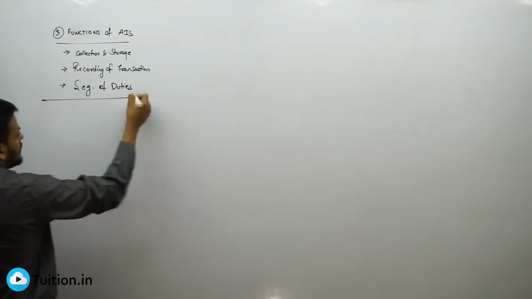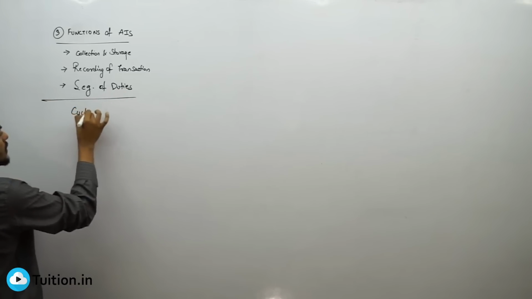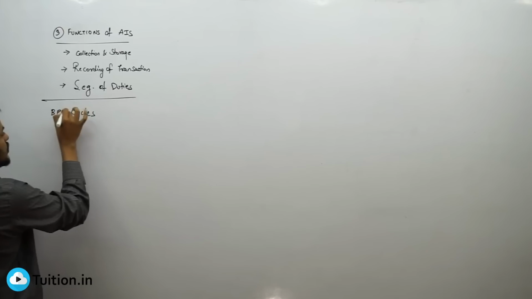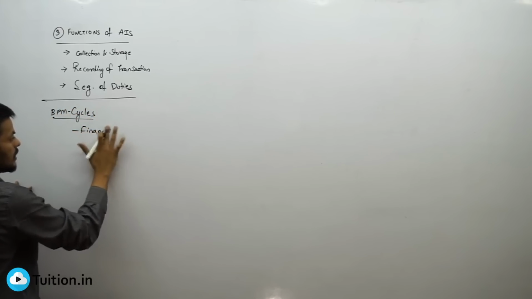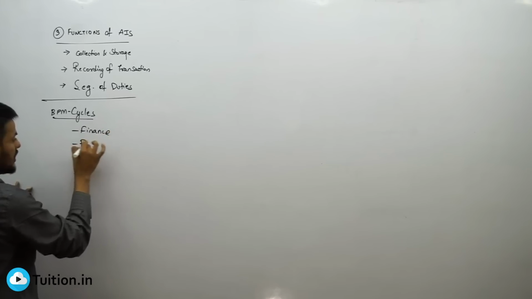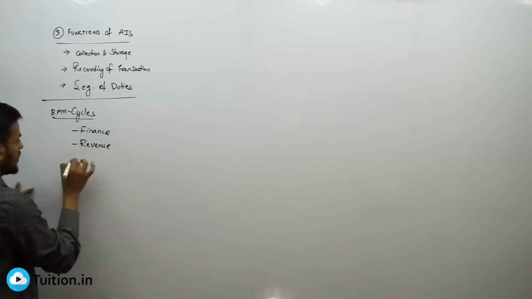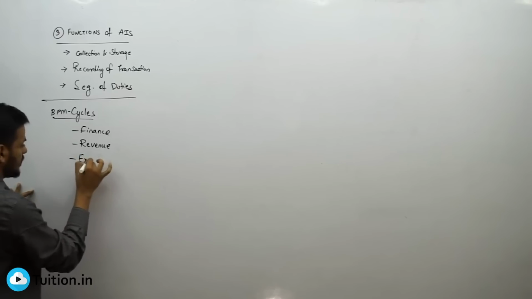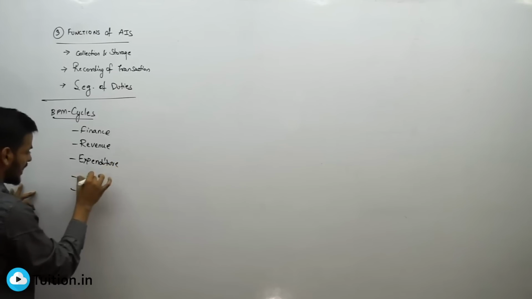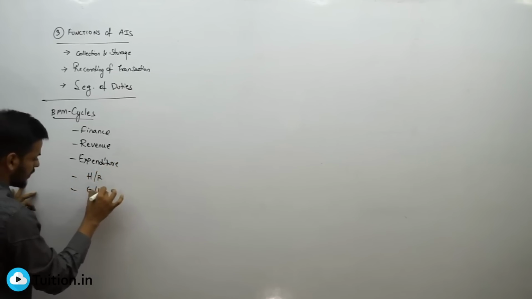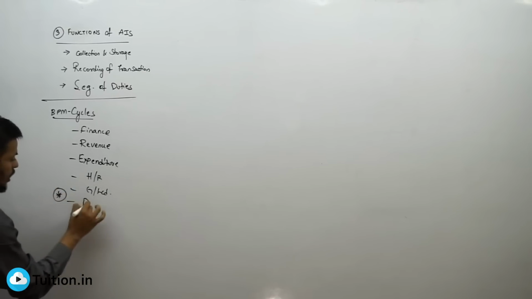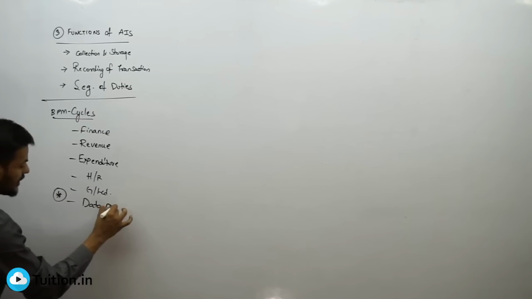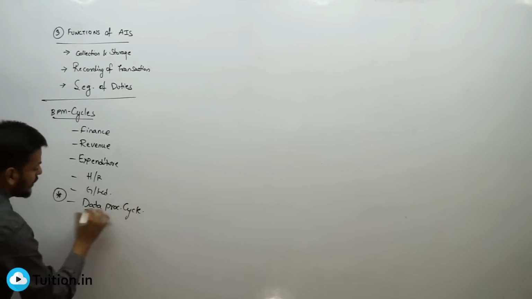Then, alright, moving next are the various cycles. BPM cycles, if you see, we have the finance cycle, revenue cycle, then we have the expenditure cycle, then we have 2 common points, the HR cycle and the general ledger cycle, and then last but the most important one in this lot, I am putting a star to it, called the data processing cycle. This can come up as a separate short answer, guys.